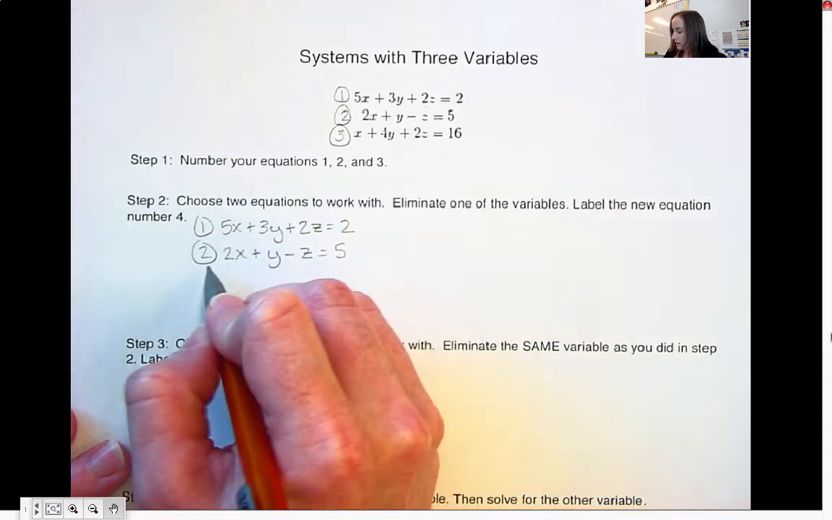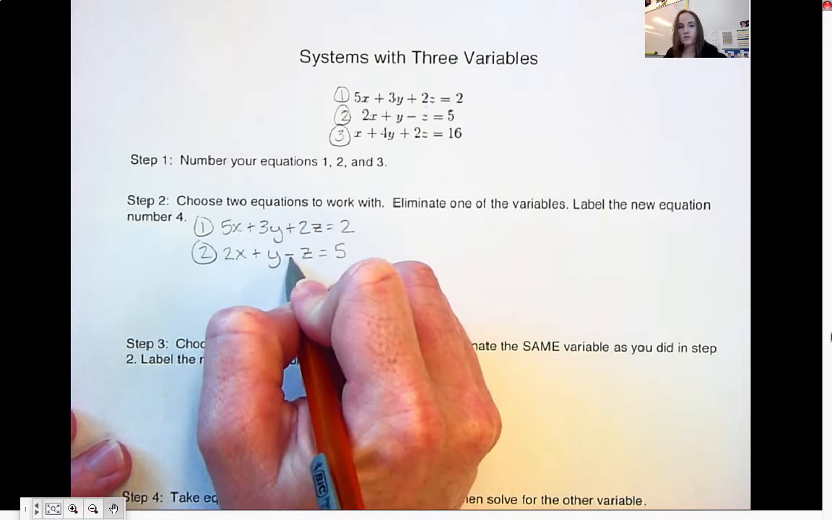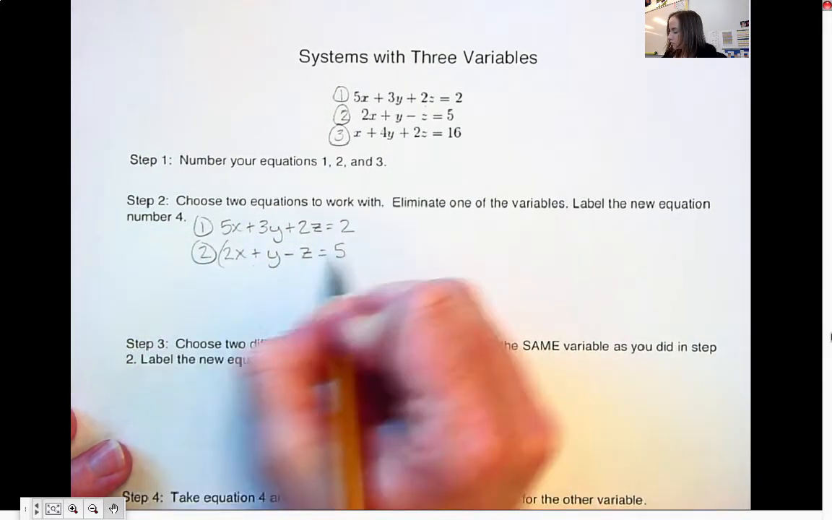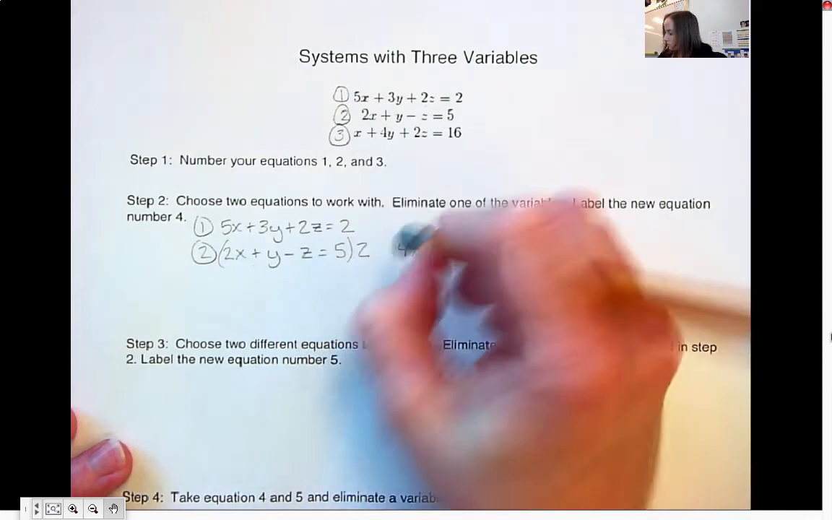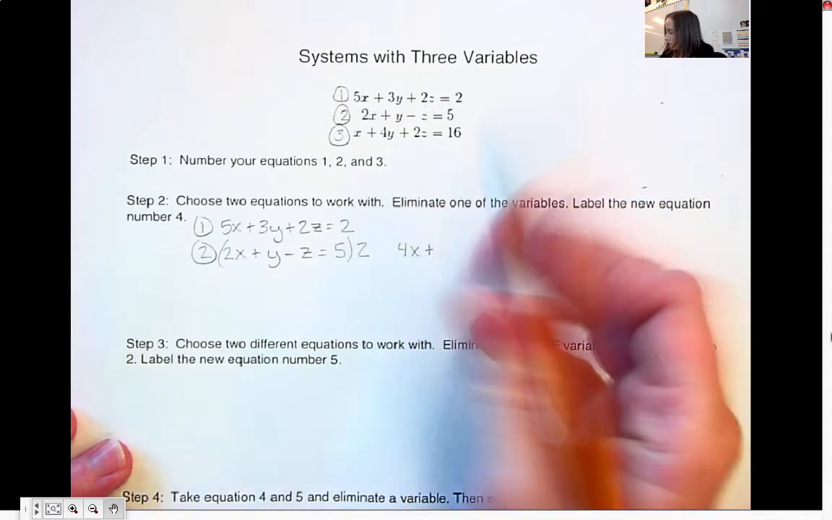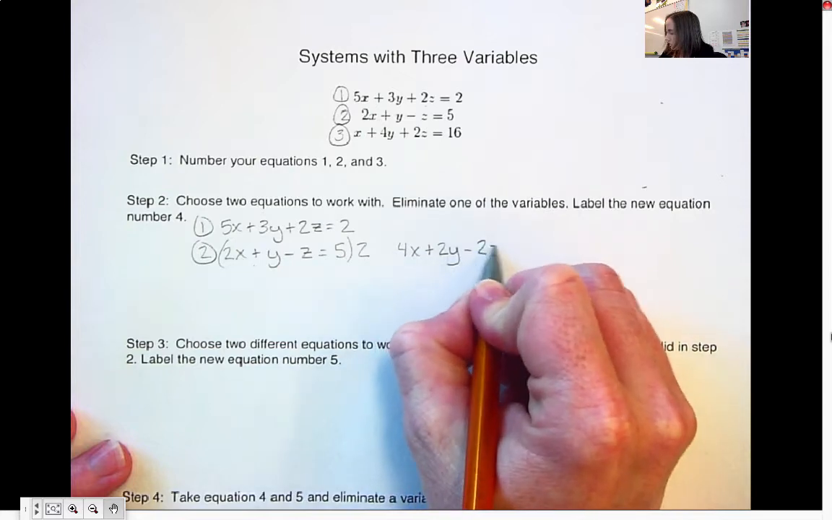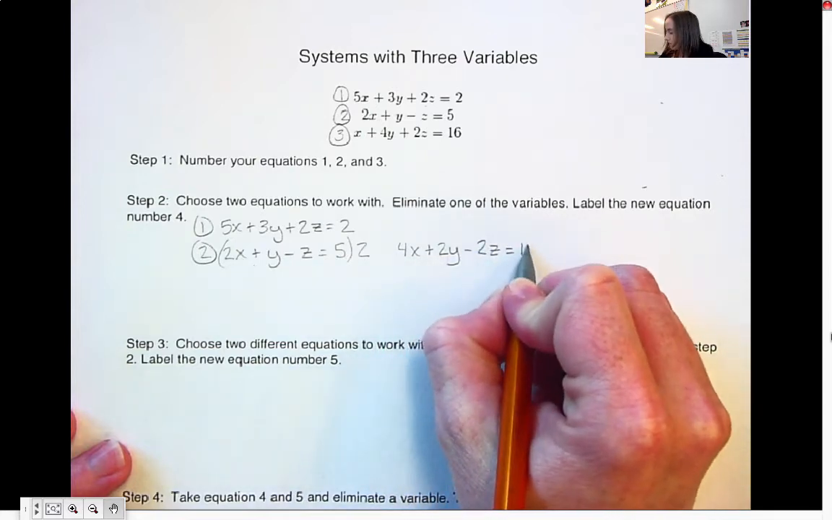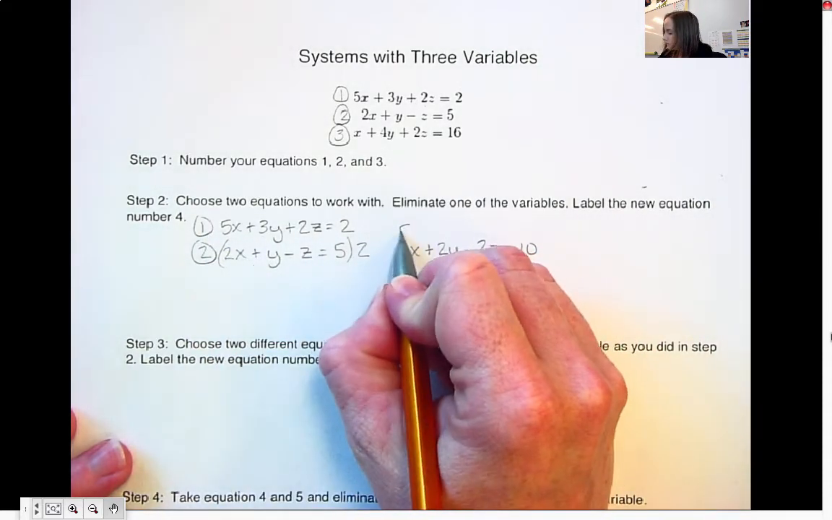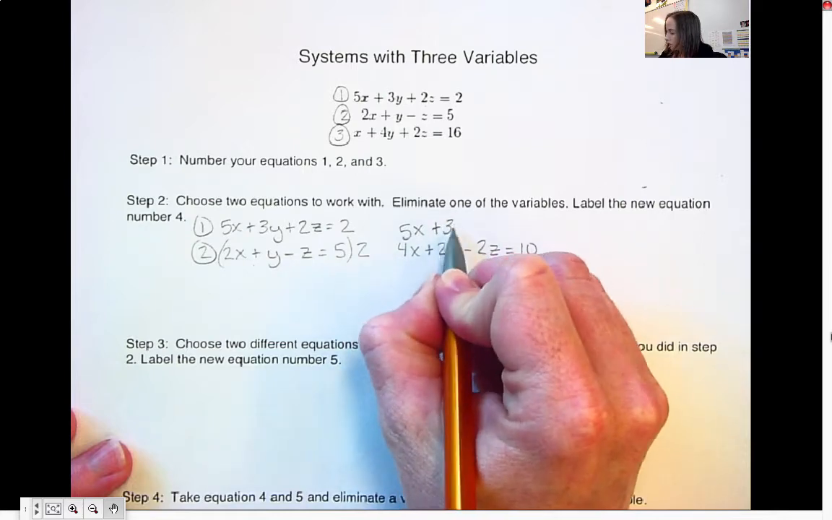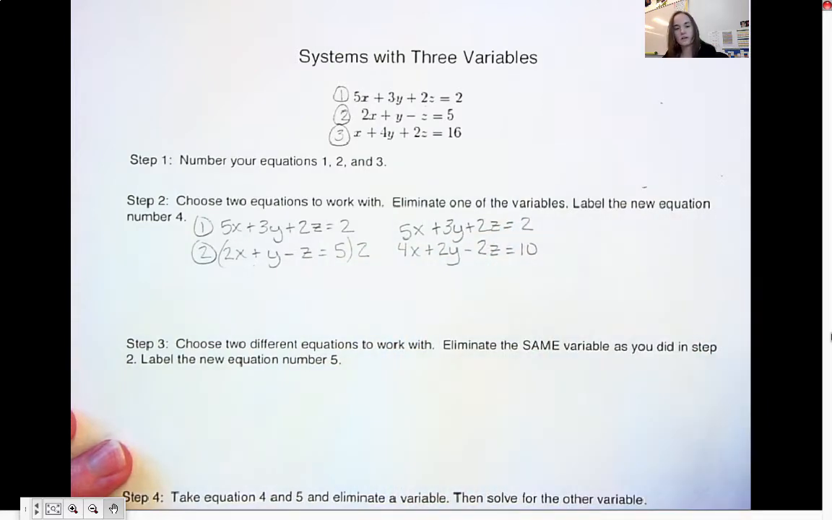So I need to multiply this entire equation by 2. I already have a positive and a negative, so the 2 is enough. So multiply this whole thing by 2, and I'm going to get 4x plus 2y minus 2z equals 10. And I'm going to rewrite the original first equation above. 5x plus 3y plus 2z equals 2. I didn't do anything to that one.